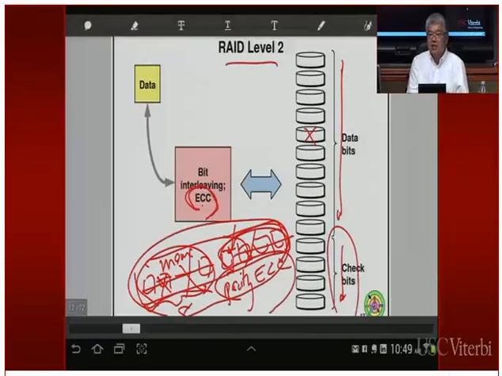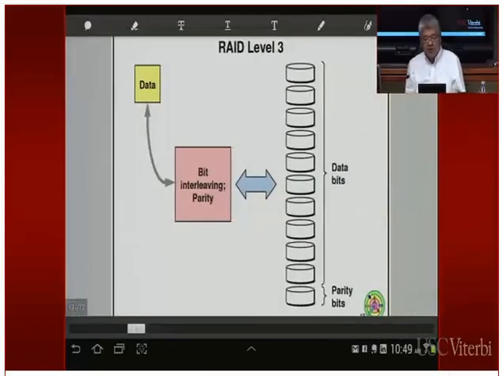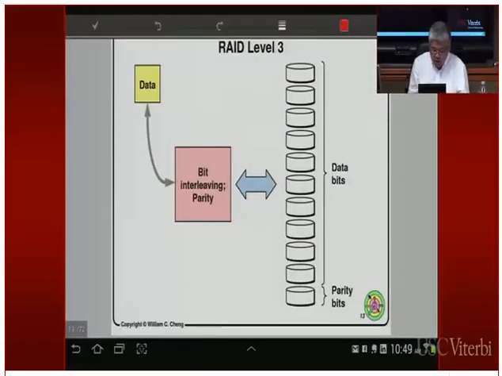But as it turns out, this was really silly because the disk is nothing like memory. With memory, you don't know if it's dead or not, but with a disk, you actually know. When a disk dies, it's going to raise its hand and say, I'm a dead disk. So it's kind of silly to have all these check bits. That brings us to level 3, where you only need one parity bit.